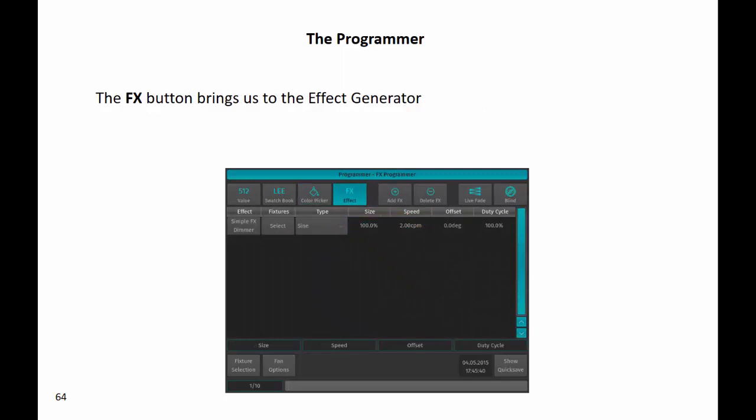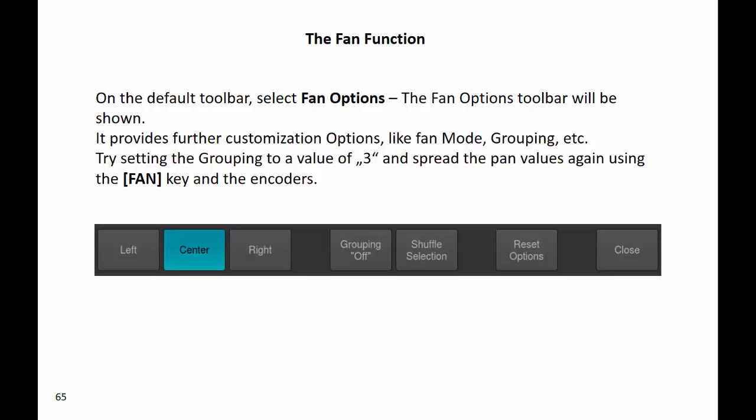The Effects button brings us to the Effect Generator, where you can add, modify, and delete effects. Now the Fan function. On the default toolbar, select Fan Options, and the Fan Options toolbar will appear. This provides further customization options like fan mode, grouping, etc. Try setting the grouping to a value of 3 and spread the pan value again using the fan key and the encoders for pan.